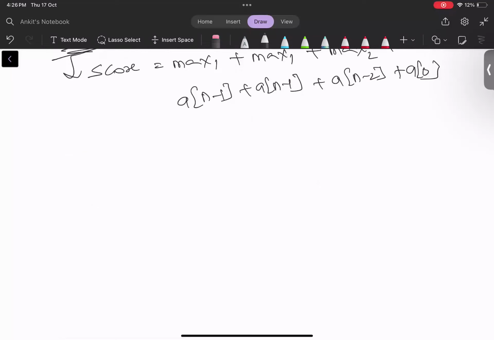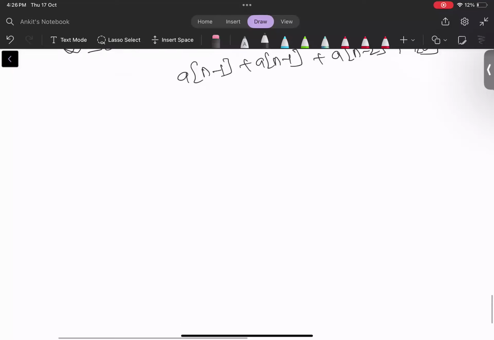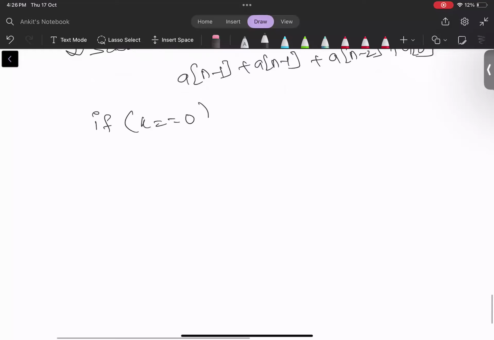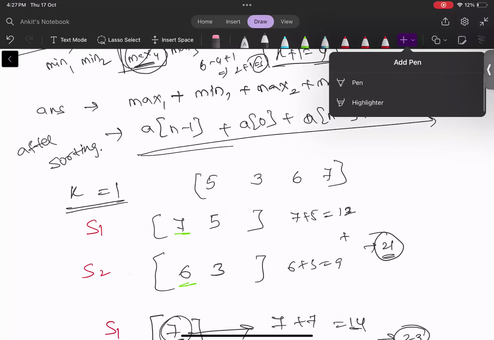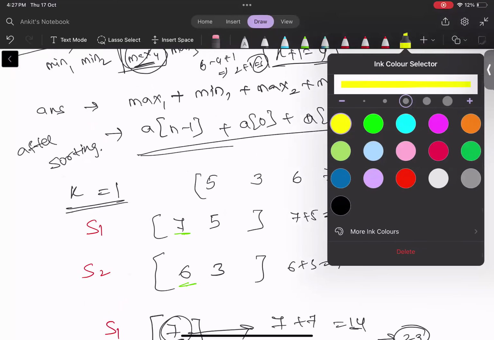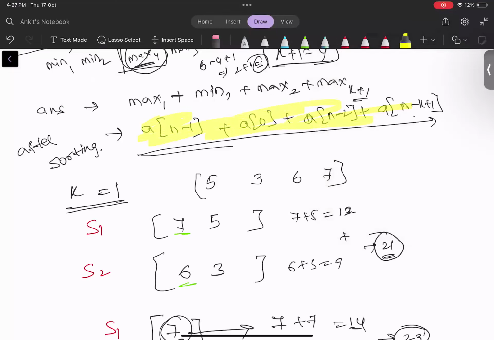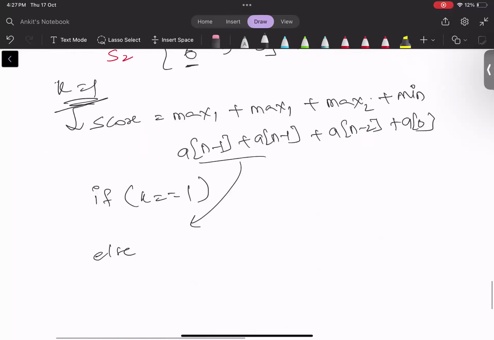We can directly write the conditions like this. After reading the array, if k is equal to 1, we can write this formula here directly. Else, we can write the above formula, right? This is giving our solution, right? And if k is equal to 1, we will write this one.